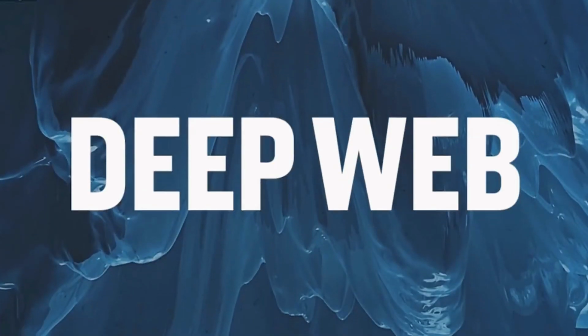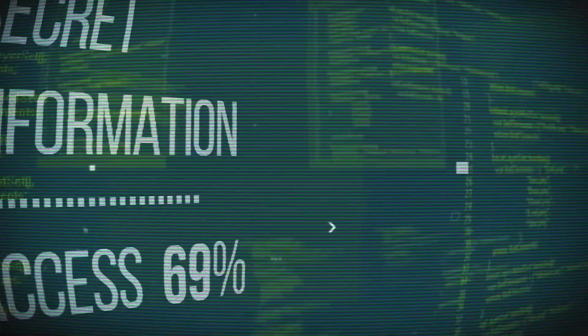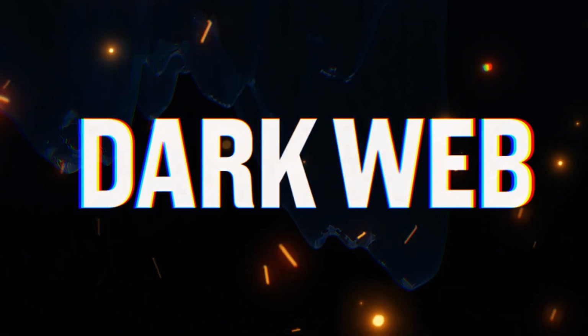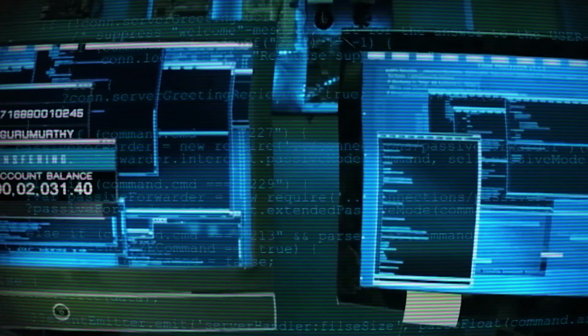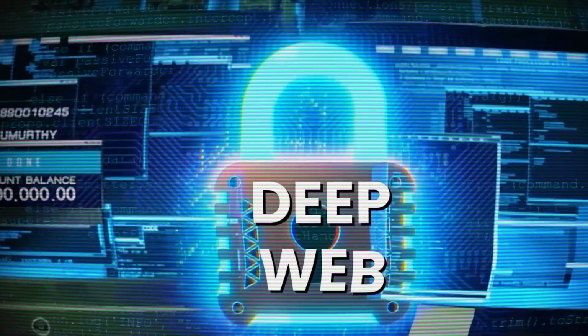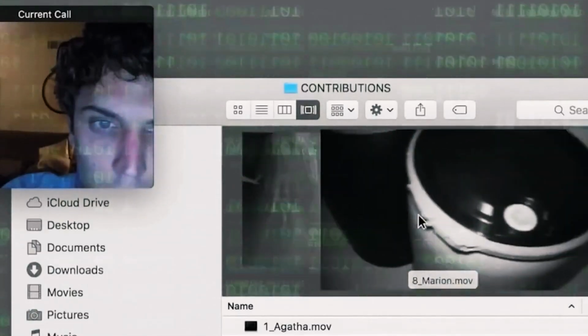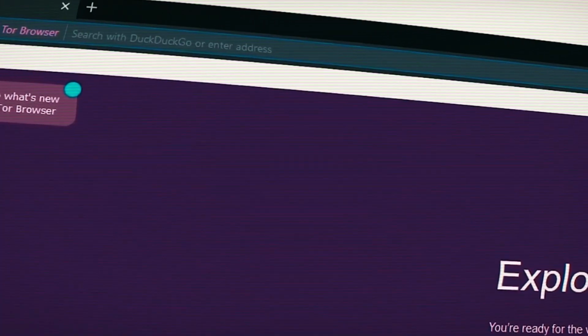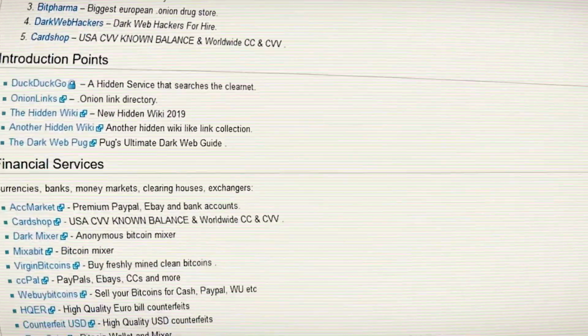But there's an even deeper layer nestled within the depths of the deep web. This is the dark web, a small fraction of the internet that's intentionally hidden and requires special software to access. Here, anonymity rules, secrets are bought and sold, and the line between privacy and crime becomes unclear. It's this shadowy realm that we'll be exploring today, the dark web.